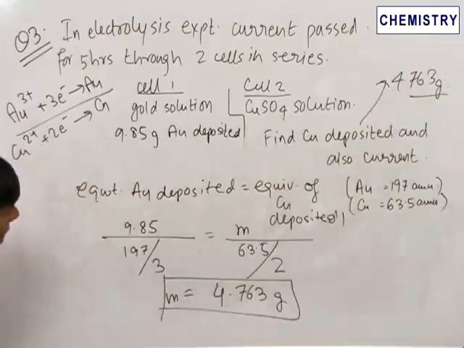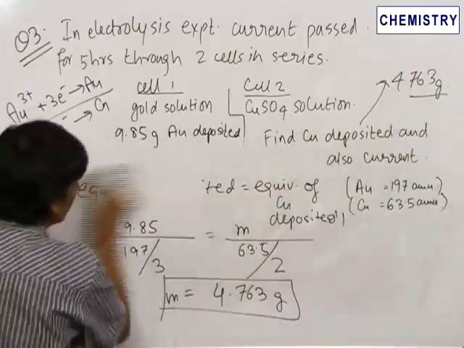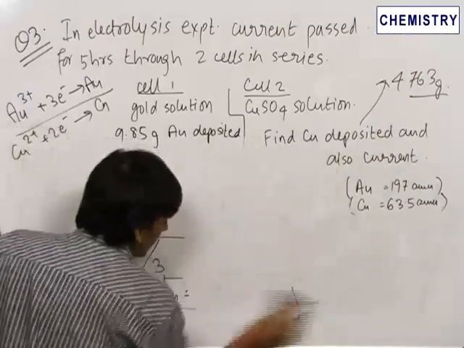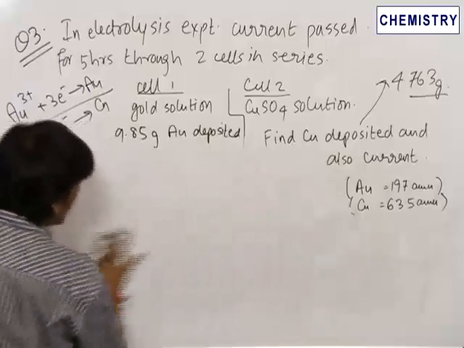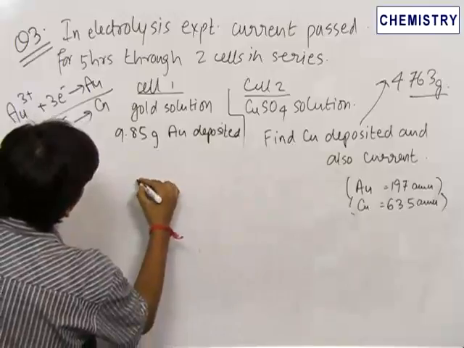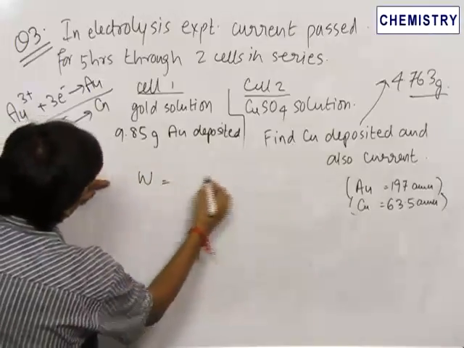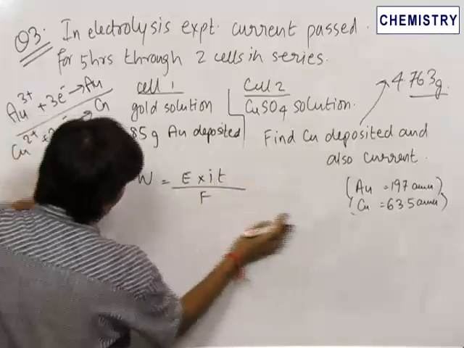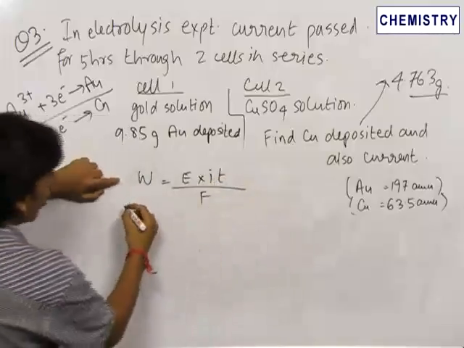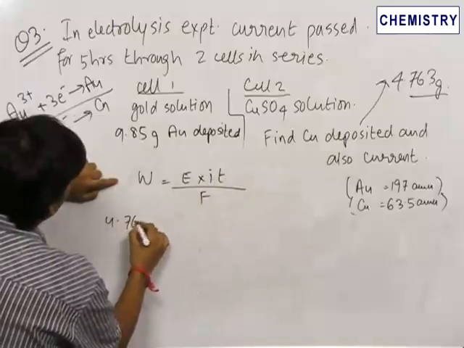Now let us find out the current which was passed through the two cells in series. Again by Faraday's laws of electrolysis, we know that the total weight of a substance deposited is equal to the equivalent weight into current into time upon F. So the weight of copper deposited, we already know, is equal to 4.763.